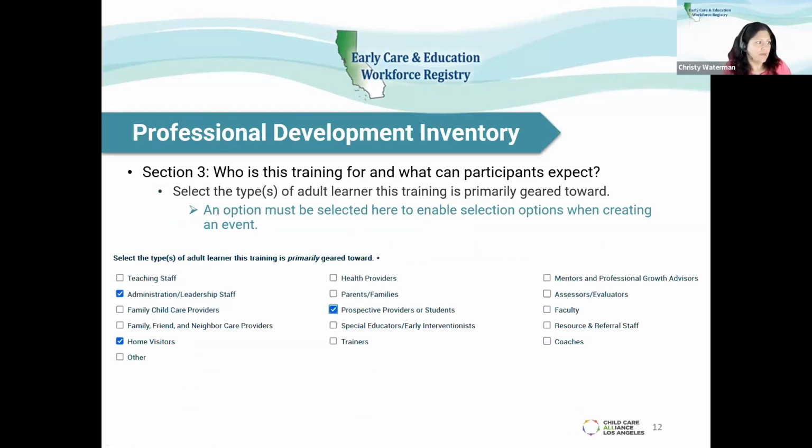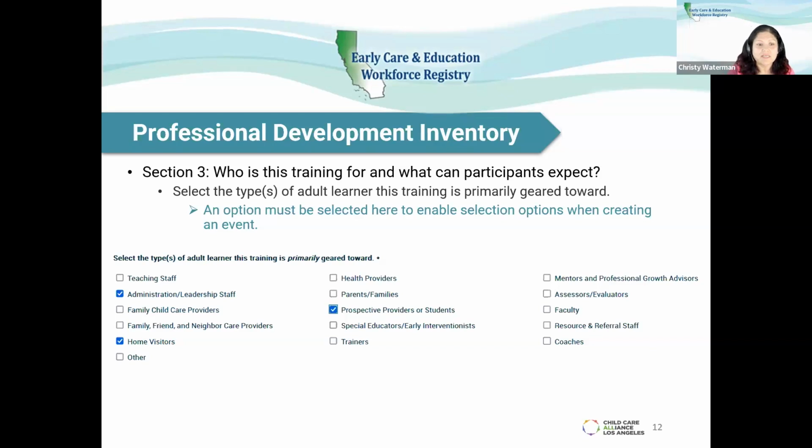So section 3 is discussing what this training is for and what participants can expect while they're participating. So you have, again, like the language option, several options to choose from. And again, we would recommend that you select all the possible audiences that you are hoping to reach, even if maybe you're offering them in different sessions. You know, one might be for parents and then one might be for professionals.